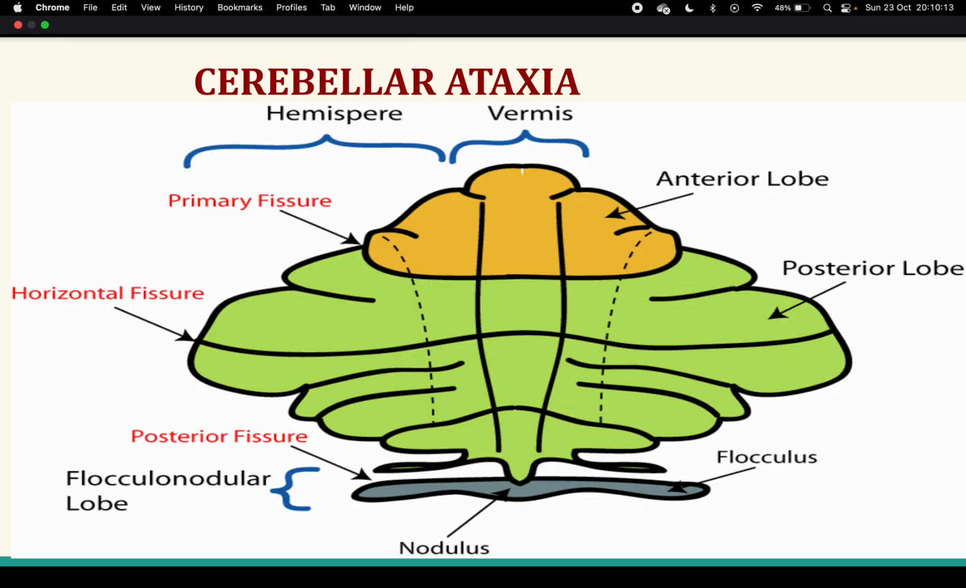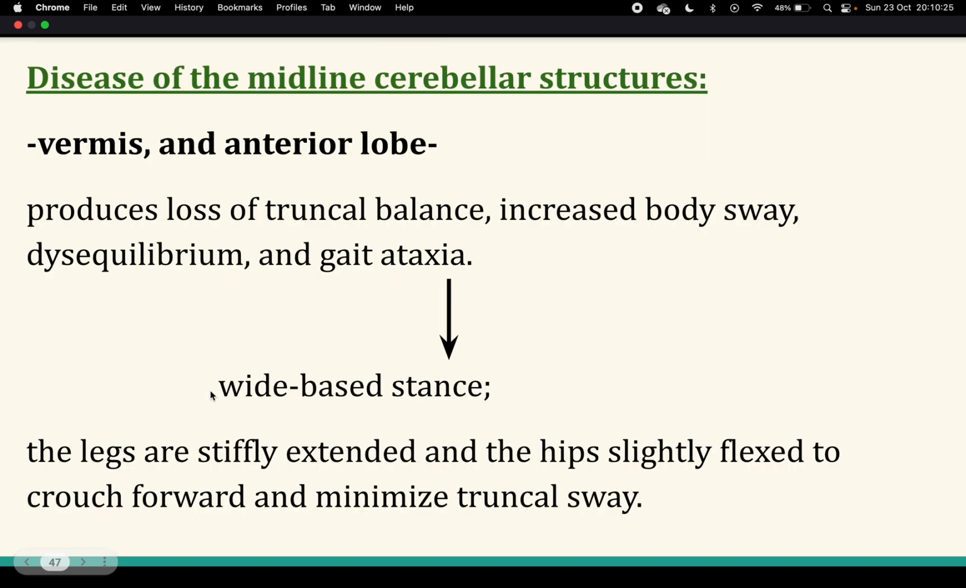Coming to the cerebellar ataxias, we know the vermis and midline control the truncal posture, whereas the lateral lobes look after the limbs. So diseases of the midline cerebellar structures like the vermis and anterior lobe produce loss of truncal balance, increased body sway, disequilibrium and gait ataxia with wide base stance. The legs are stiffly extended and the hips are slightly flexed to crouch forward and minimize the truncal sway.